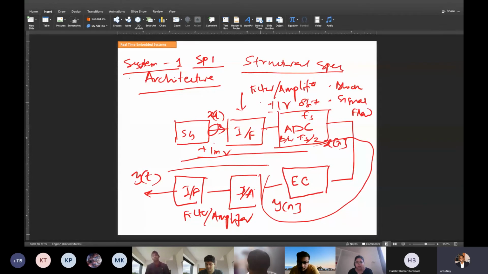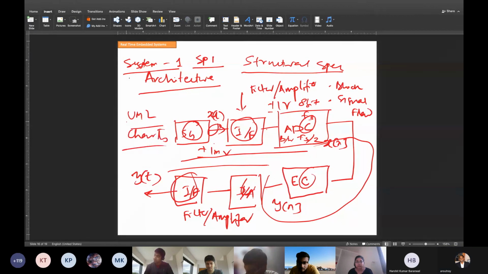So structural specification can be done by block diagrams, signal flow graphs. You can also use signal flow graphs. These are nodes, signal node. This is interface node. You can use signal flow graphs, and this can also be fed into UML charts. This is block diagram specification. This is called structural specification.